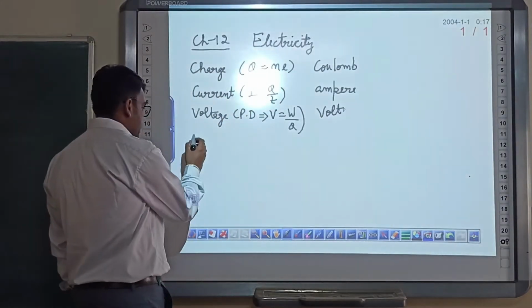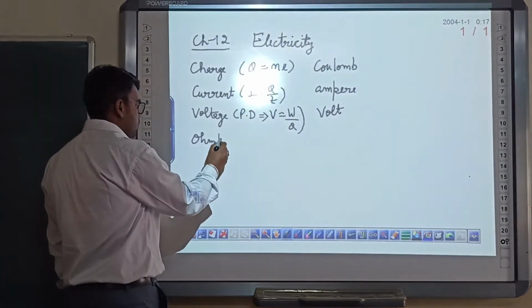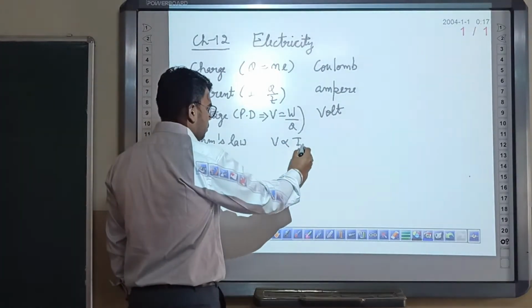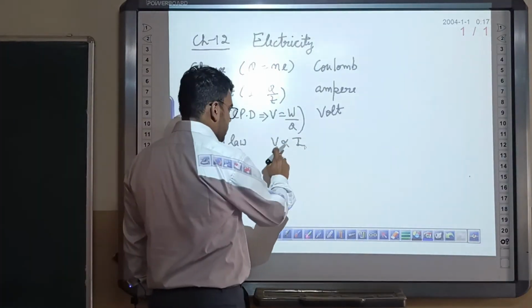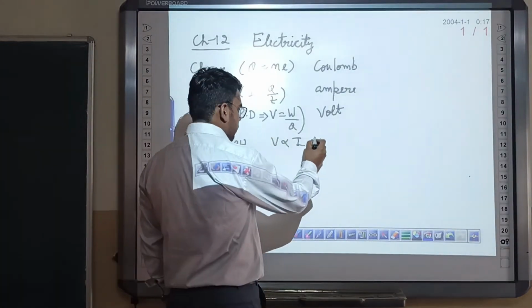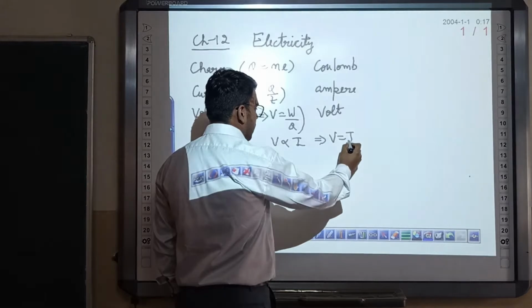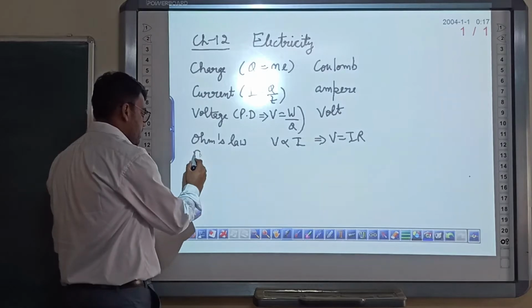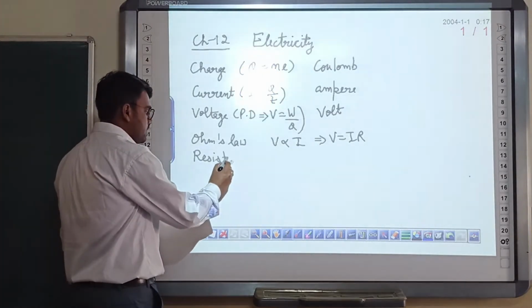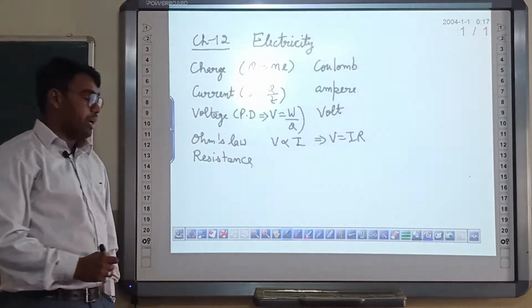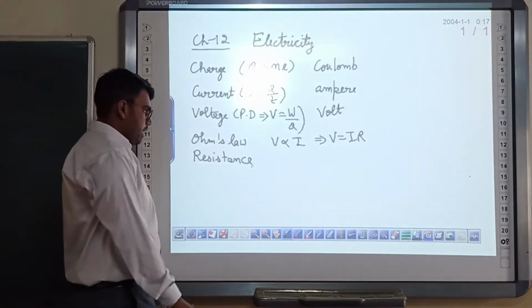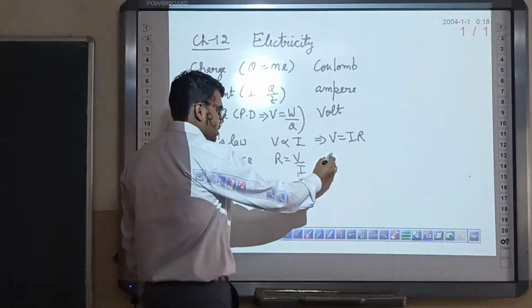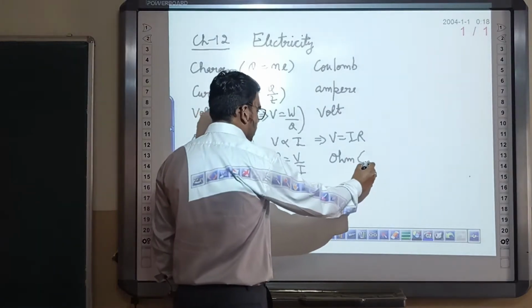After that we studied Ohm's law. Ohm's law states that under similar conditions the applied voltage is directly proportional to the current, or the current flowing in the circuit is directly proportional to the potential difference, and we write this as V equals IR. From here we get a new physical quantity, resistance. Resistance is the property of a conductor by which it opposes the flow of current, and the formula is R equals V upon I. The unit is ohm, symbol omega.